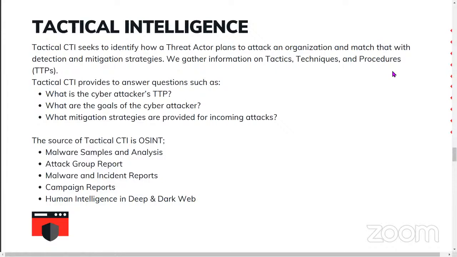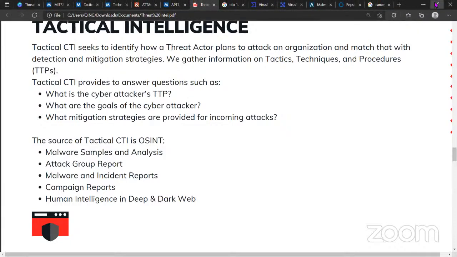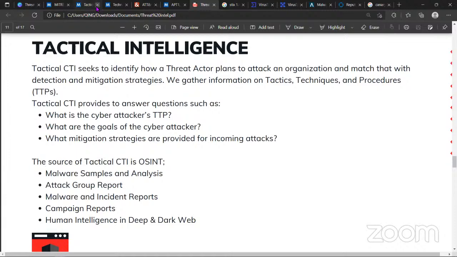Now, as the point of contact in your organization, you would want to have some resources that help you tell who your adversaries are and what kind of techniques you are likely to face from particular adversaries. So frameworks such as the MITRE ATT&CK framework, let me just project it right now.